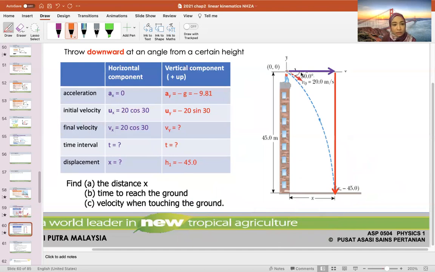Okay, next one. Throw at a downward angle. Throw downward at an angle from a certain height. Okay, so the displacement is the same, and the coordinate is the same. It's minus 45.